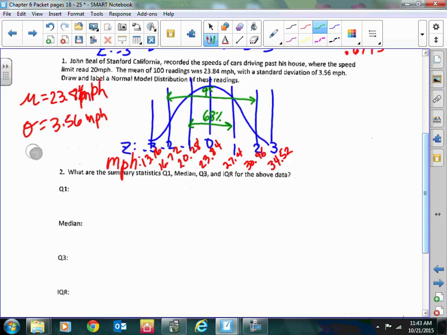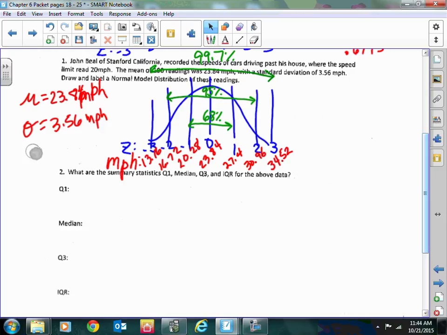95%. Good. And then 3 standard deviations is 99.7%. Okay, so those are the 3 things that I want you to put down on a normal curve when you're going to be drawing it on your warm-up and on your quiz. And if I say draw a full normal curve, that's what I'm going for. And I don't need a box on it.